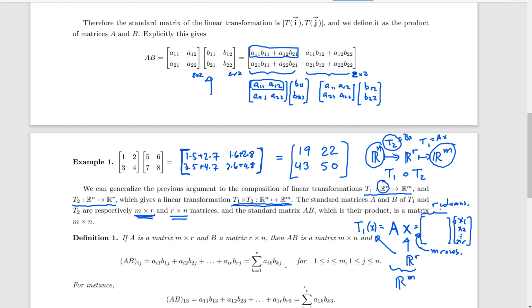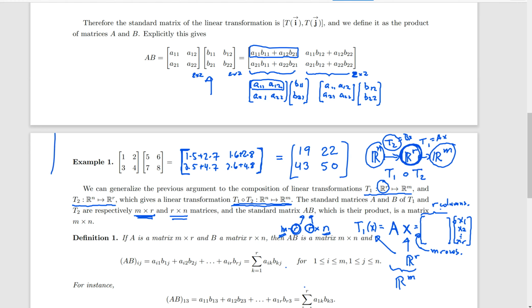So AB is a product where the matrices are not necessarily of the same size. It's m by r, r by n. But for the matrix product to work, these have to match. Just like over here, R^r is common to both linear transformations T1 and T2. One is the output of T2, the other is the input of T1. So that's why the middle indices of the dimensions of A and B have to match for the matrix multiplication to work. And what I will eventually get is a matrix that's m by n, because it's taking a vector in R^n and outputting a vector in R^m.